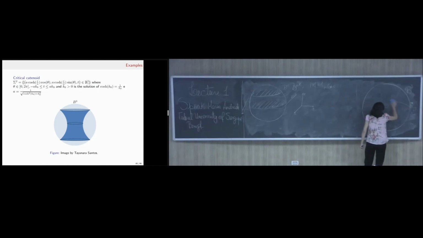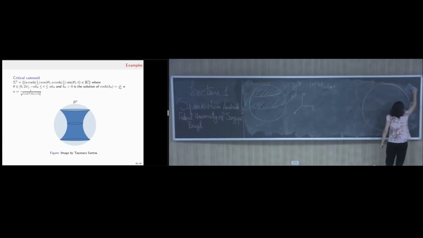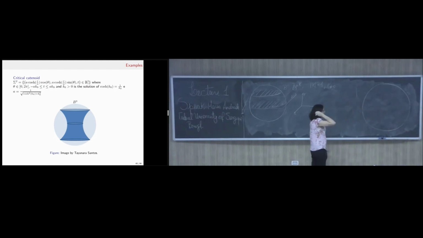Okay, let's move on. So you have a very important free boundary minimal surface. I will use this picture. When I talked with you about some classic results, I talked about the catenoid. And here you have a catenoid, and this catenoid intersects the boundary of the ball at a right angle, okay? But how do you get this catenoid?